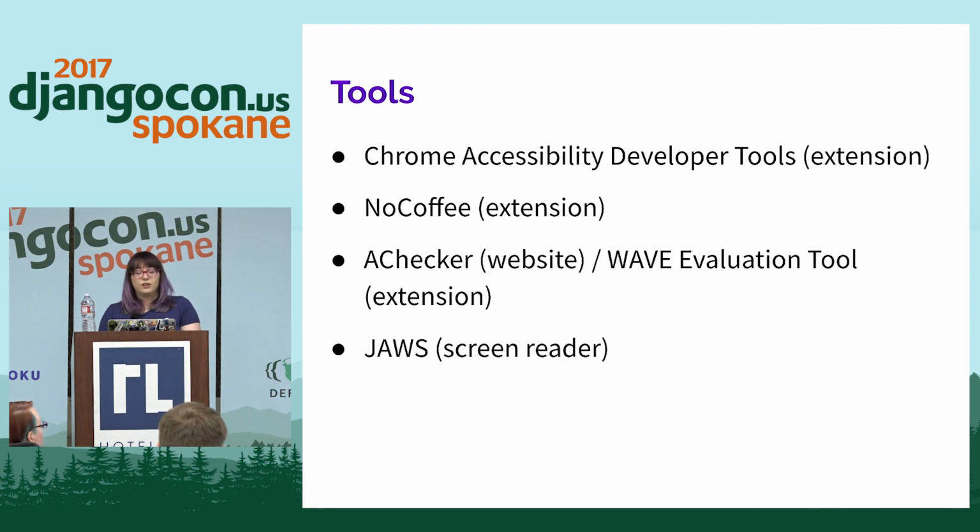No Coffee is another great extension for Chrome. It allows you to experience the way people with different visual impairments see a web page, which can be anything from cloudy vision to color blindness to things like floaters that can interrupt their view. AChecker is a website you can give a URL or copy and paste code into to have it check your accessibility. The Wave evaluation tool is an extension for Chrome and I think other browsers that will do that in browser. And finally, JAWS Screen Reader is still the most popular screen reader in use.